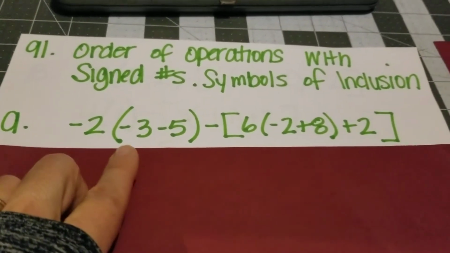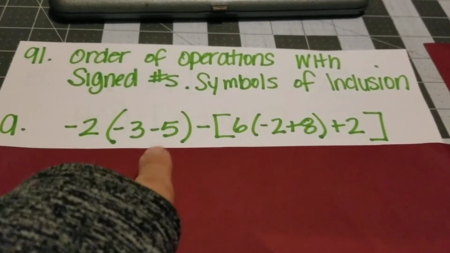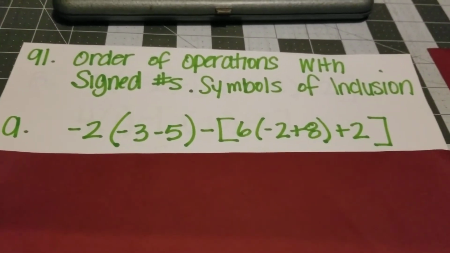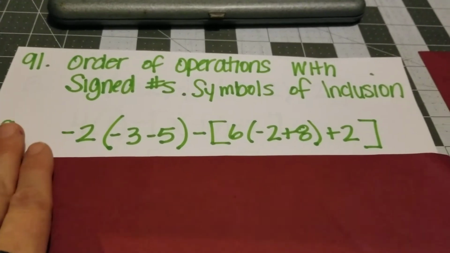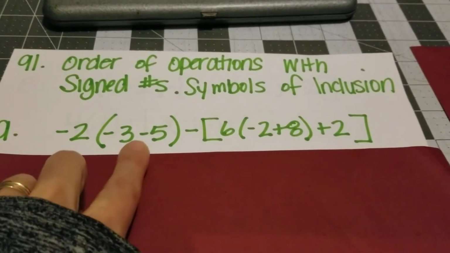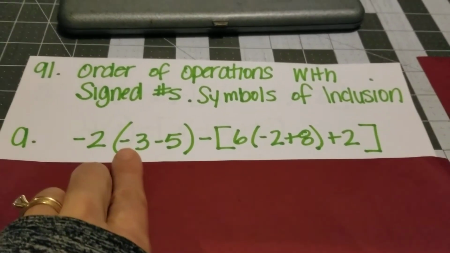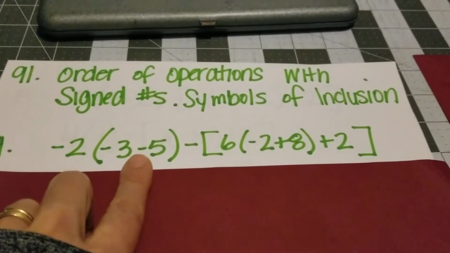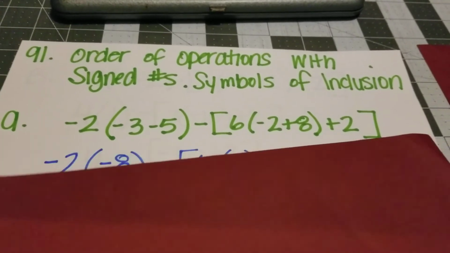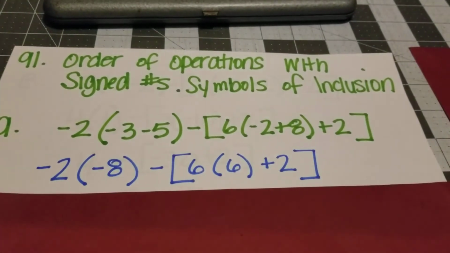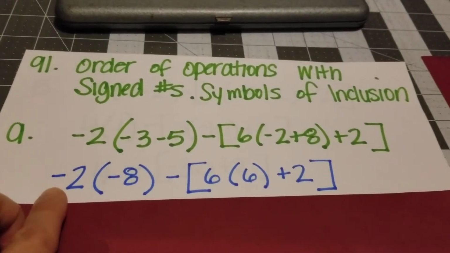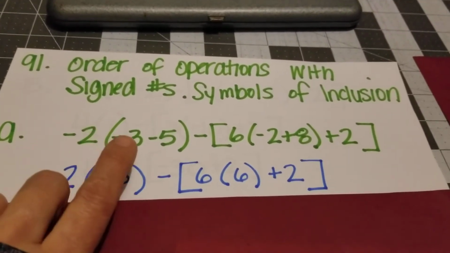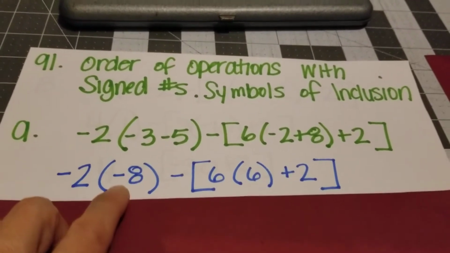So we're going to look here and we're going to notice all these symbols of inclusion, all these parentheses, brackets, more parentheses, okay? So the first thing I'm going to do is I start from left to right and I go, okay, -2, can't do anything with it. Okay, well, this is a parentheses right here. It's not touching any other parentheses, so I can do something with that right away. So right away, I'm going to say, and I'll show you all of it, I guess. So -2 times, I keep my parentheses, -8. So -3 minus 5 is -8.